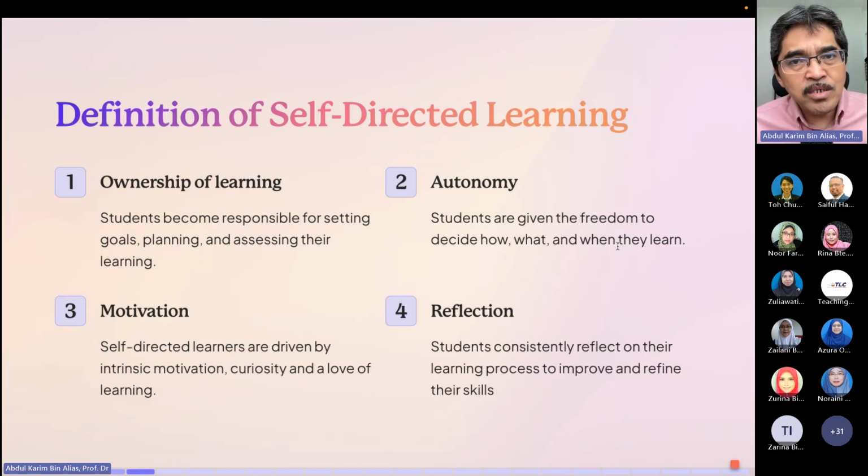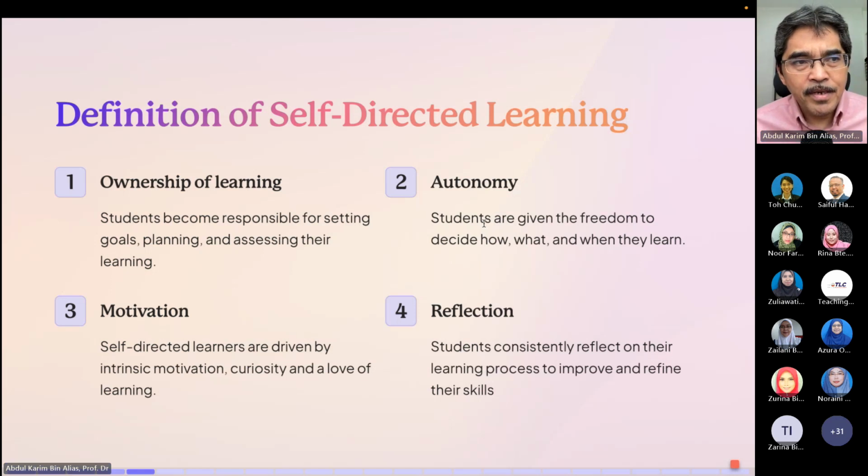But we let the students dictate their own pace of learning, the way they want to learn, because they have different learning preferences, and so on. When they want to learn, we don't dictate that. I think as a parent also, we don't dictate, but we just guide them. So autonomy is very important, but we must make students understand.